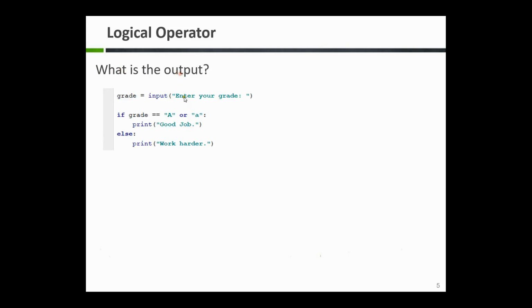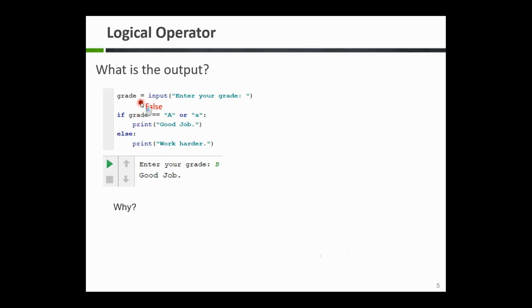Now look at this output. We ask the user to enter their grade and store it in a variable grade, and we want to check if the grade is a capital letter A or a lowercase a. If so, we print good job, else we print work harder. Let's say the user enters B. What is the output of this code? You realize that it shows good job instead of work harder. But why? I thought we are checking if grade equals capital A or lowercase a, then we print good job, so if the user enters B, it should print work harder. Why is it printing good job instead?